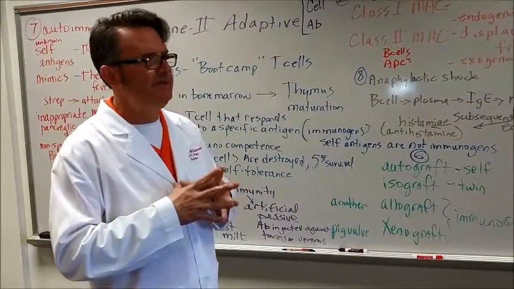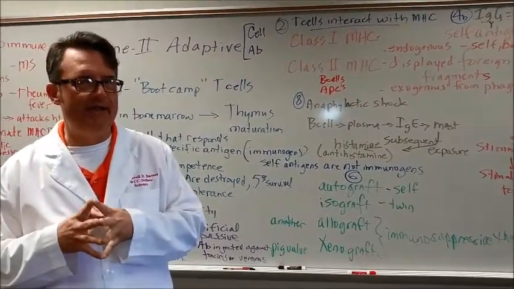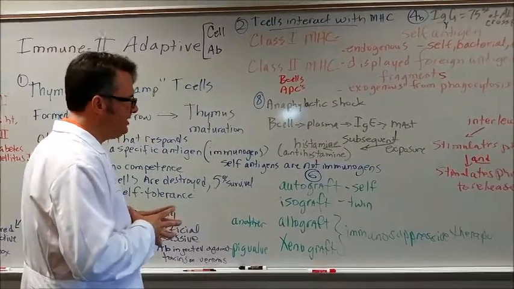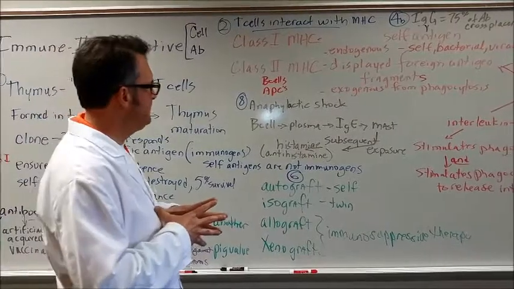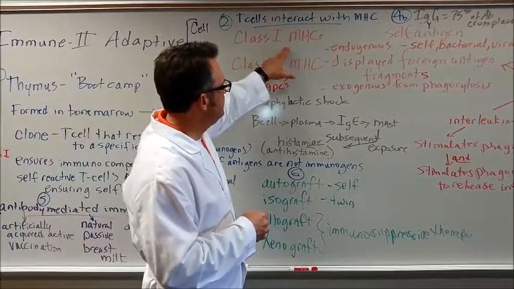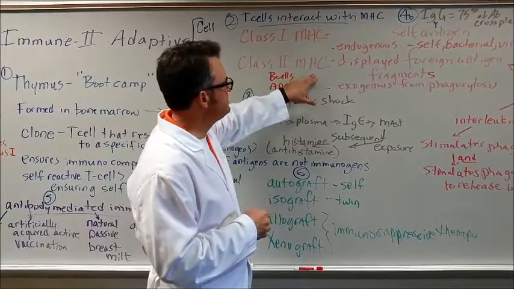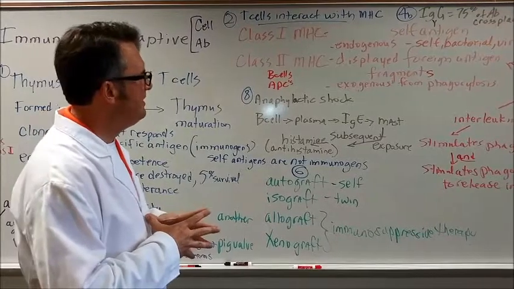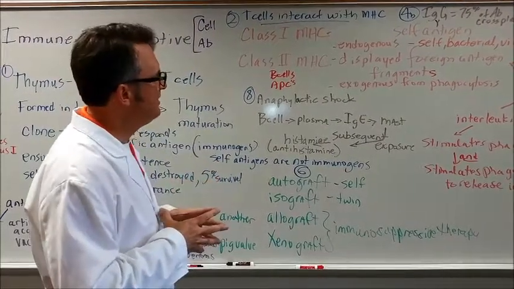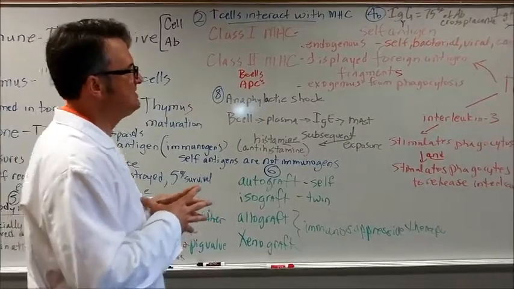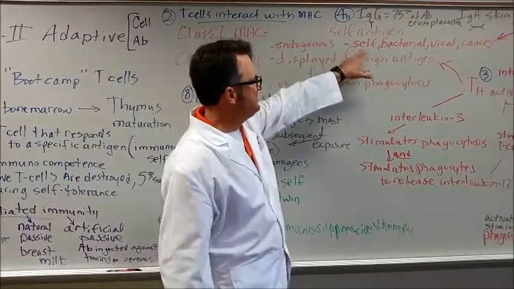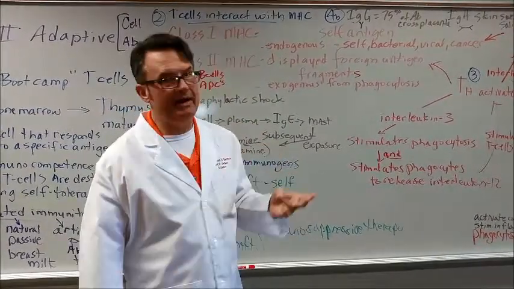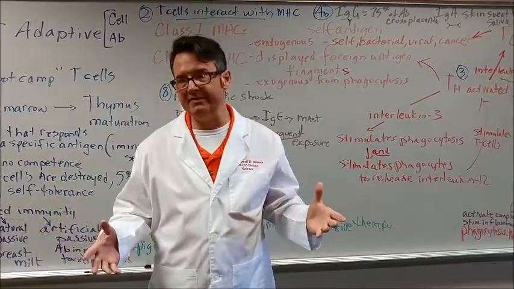T cells must interact with a major histocompatibility complex. And there are two classes of these complexes on the surface of these cells. There's a class 1 major histocompatibility complex, and then there is a class 2. So we're going to talk about class 1 first. These are from the inside of the cell. They are therefore called endogenous, and they are called self-antigens. They may mark the cell as self, but it may be that there's an infection, a bacterial infection, a viral infection, or even cancer inside of the cell.